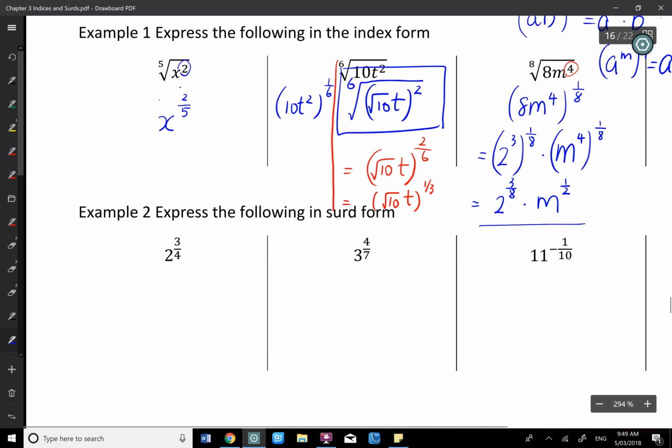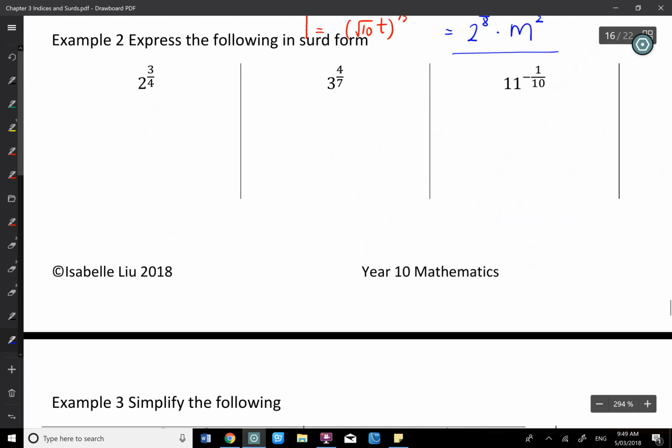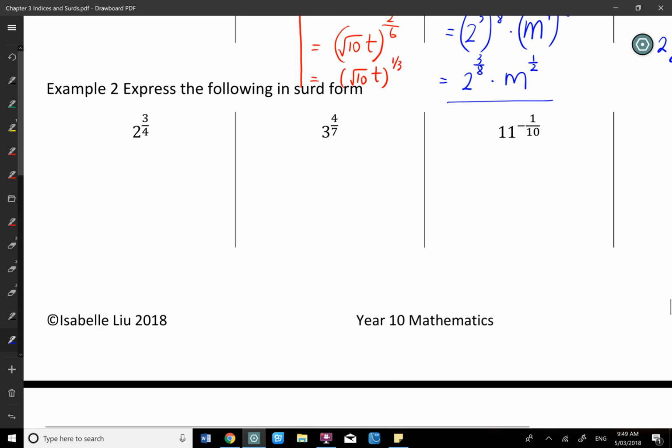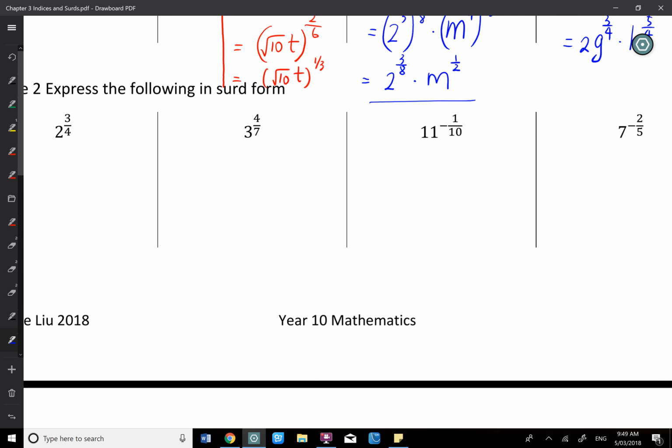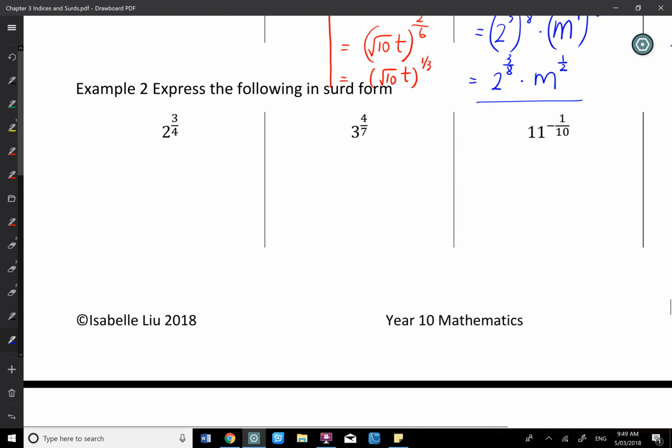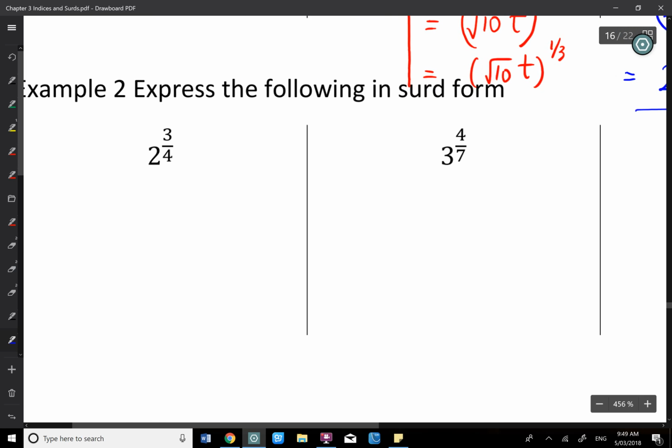Okay, I'll give you a minute to quickly go through example 2. Put that into the third form. So, for example, what is this? I'll just show you one example.